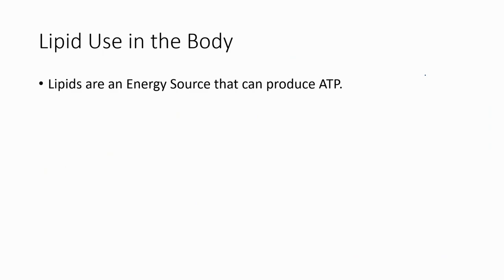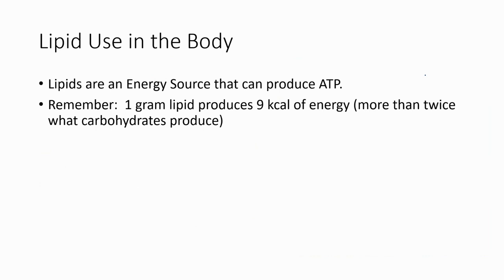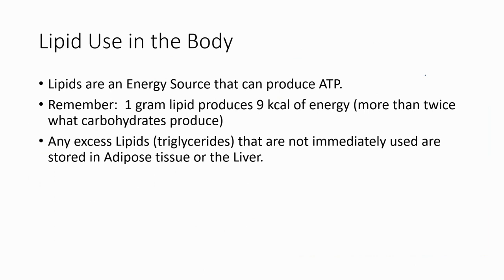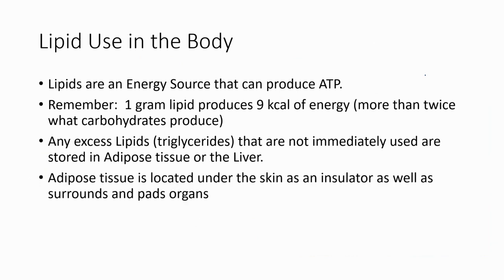Now, lipid use in the body. Lipids are an energy source that can produce ATP. Remember, 1 gram of lipids is going to equal 9 kilocalories of energy, more than twice that of carbohydrates. Any excess lipids, triglycerides that are not used, are going to be stored in adipose tissue or the liver. Yes, the liver can store fat as well. That's called fatty liver disease, right? Fatty acid liver disease.